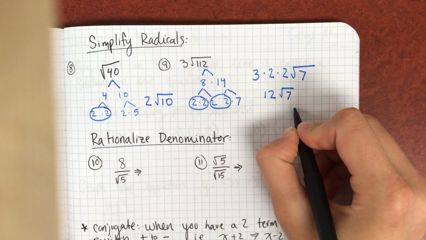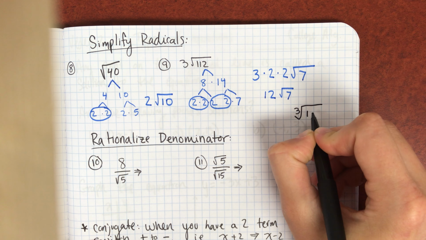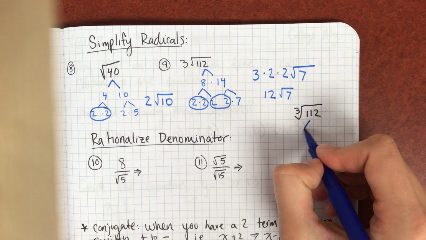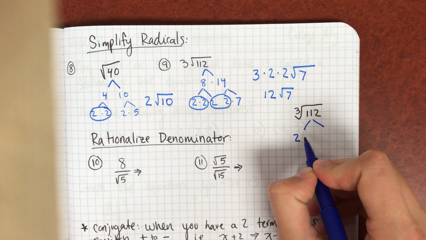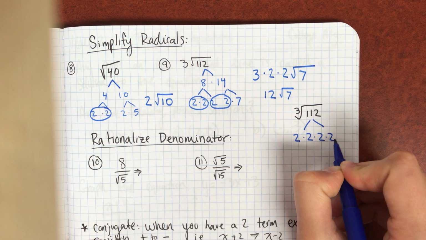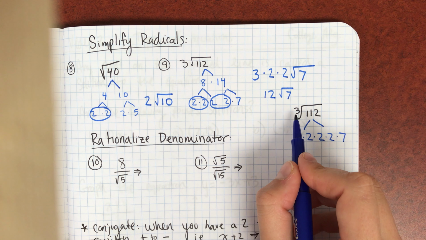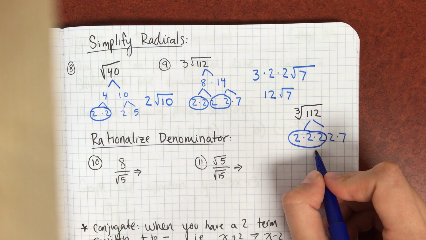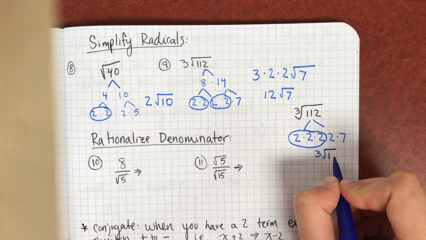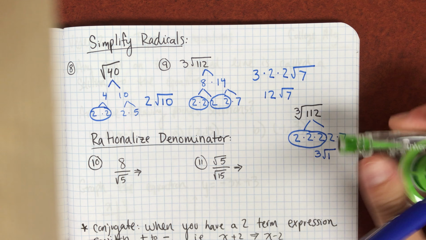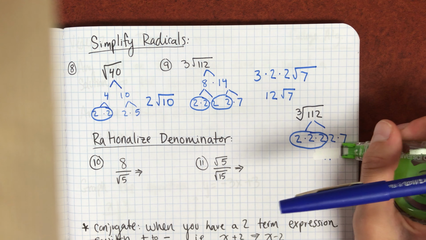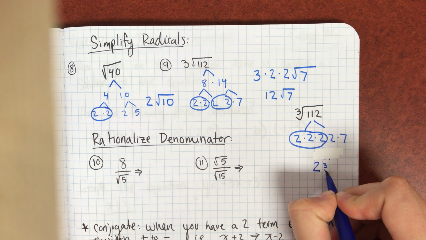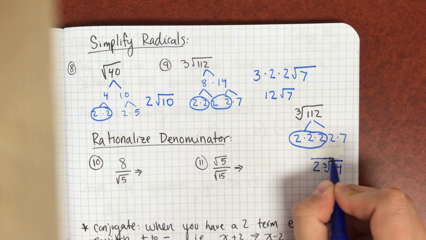Okay, if I had a cube root of 112, we would do the same factorization. So I'm just going to go ahead and write this last step. 2, 2, 2. And because it's a cube root, we're looking for groups of 3. So this would be our group of 3, and this would be 3. All right, let's try again. This would be 2 cube root of 14.